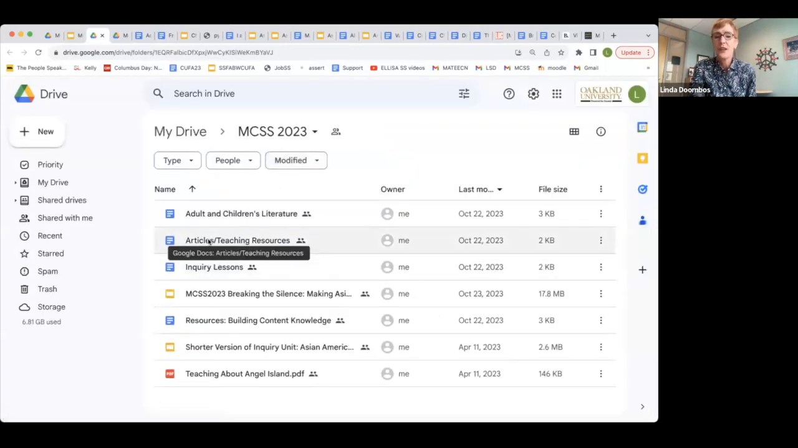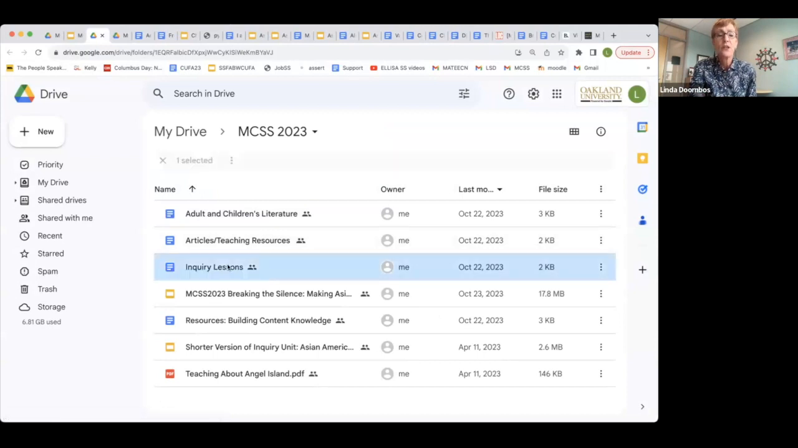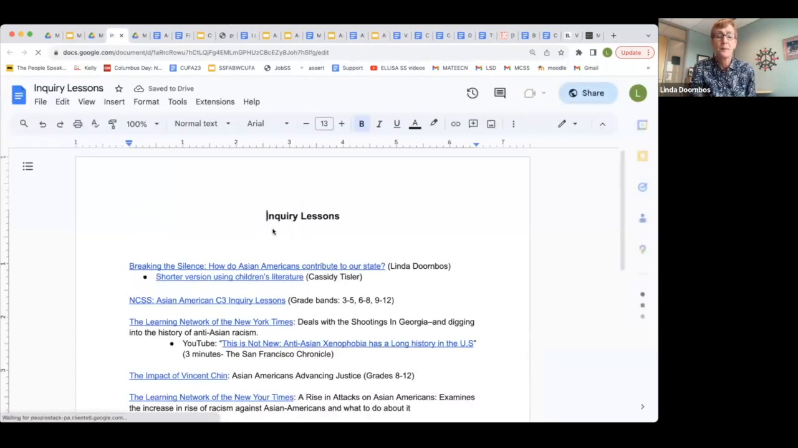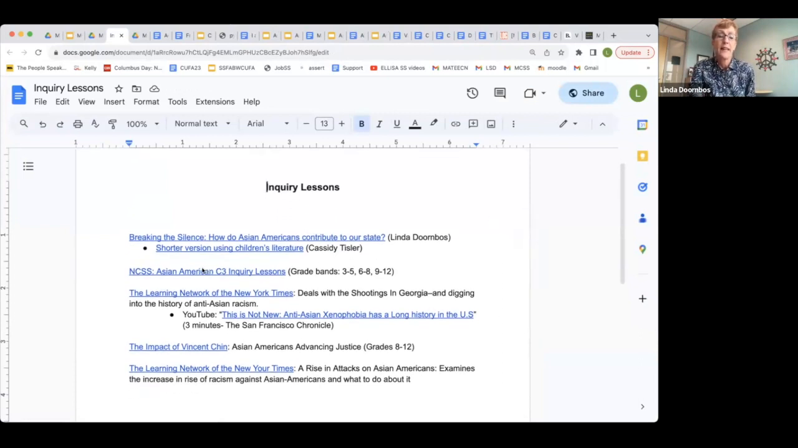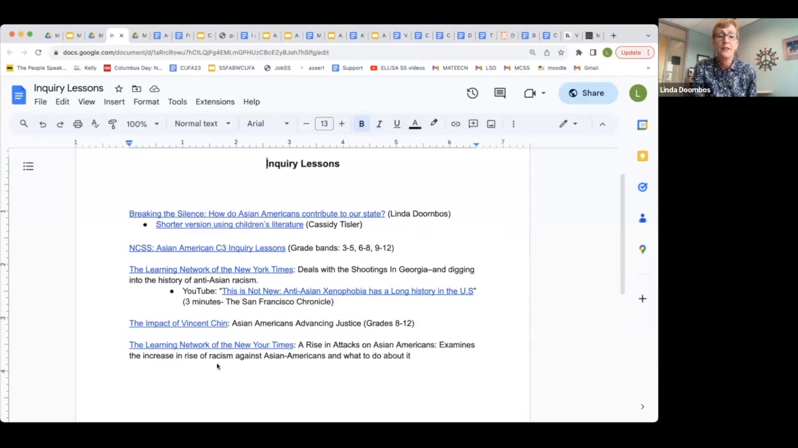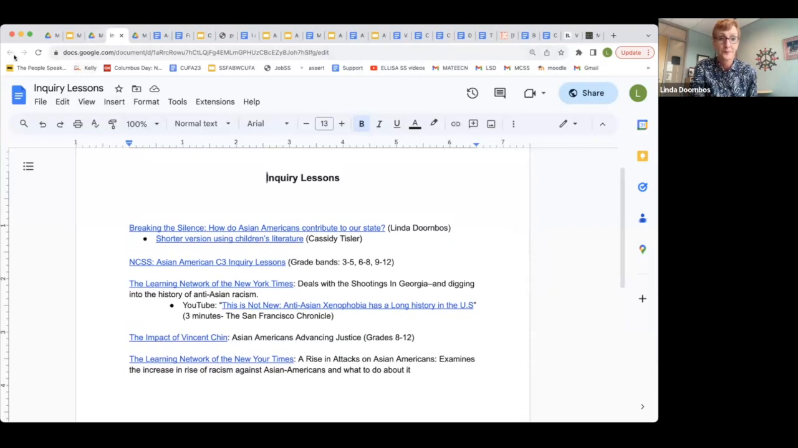And then here's articles and teaching resources. There's several inquiry lessons. Know that there is the spot where that group that I talked about, where we got together to write, that on the National Council of Social Studies, you don't have to be a member to get these. I think it's free to the public. There are several units, this one included, published on their site, and they are grade level bands from 3rd through 12th grade, and some other areas that you can look at.